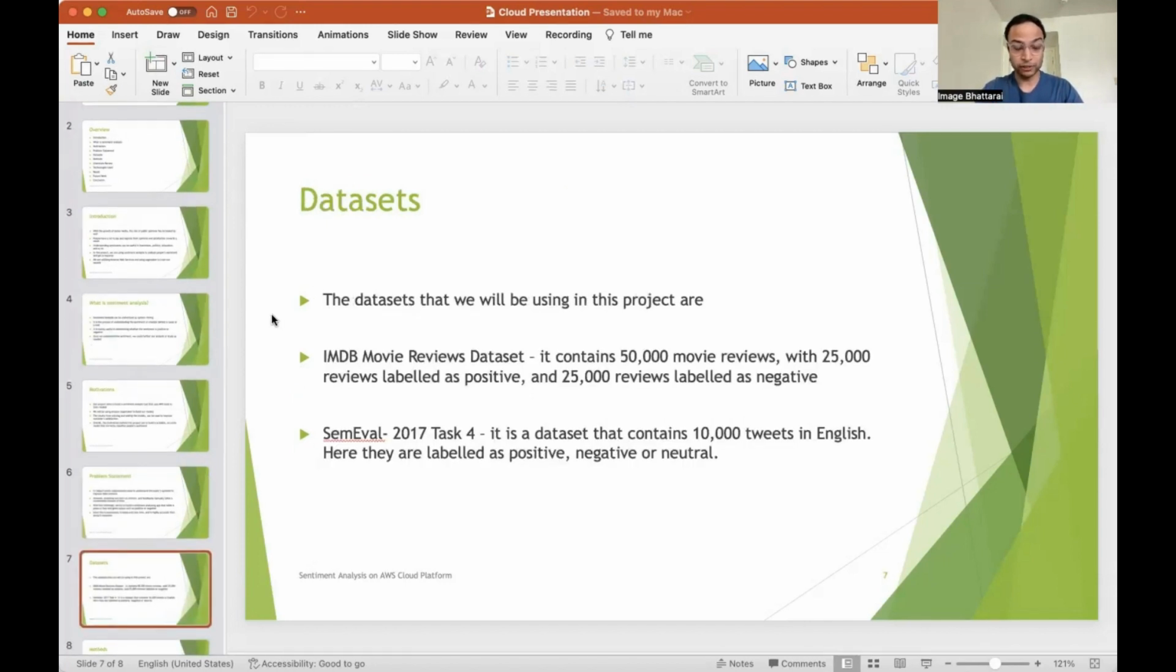The data sets that we will be using for this project, we are using two data sets. First is the IMDb movie data set. It contains 50,000 movie reviews, out of which 25,000 movie reviews are labeled as positive and 25,000 movie reviews are labeled as negative. We are also using SemEval 2017 dataset, which is a Twitter dataset that contains 10,000 tweets in English. Out of these 10,000 tweets, some of them are positive, some are negative, and some are neutral.